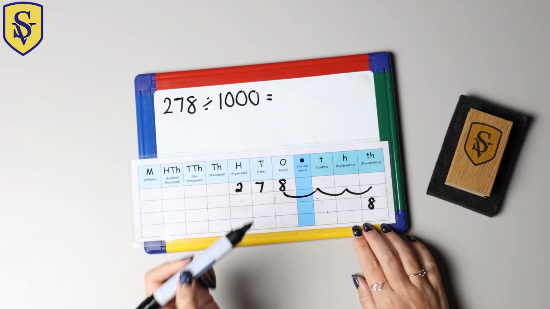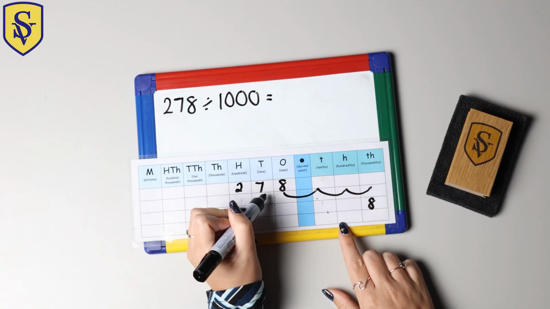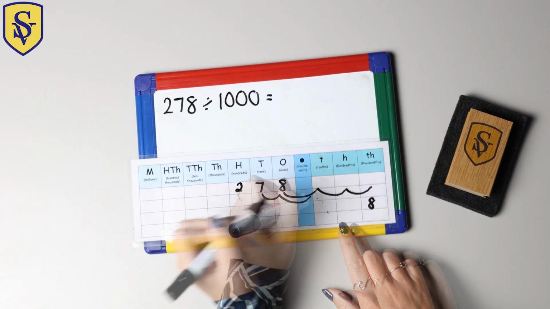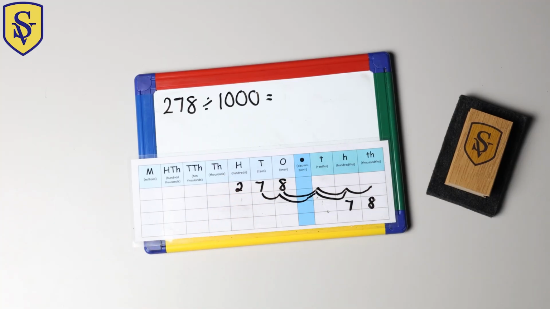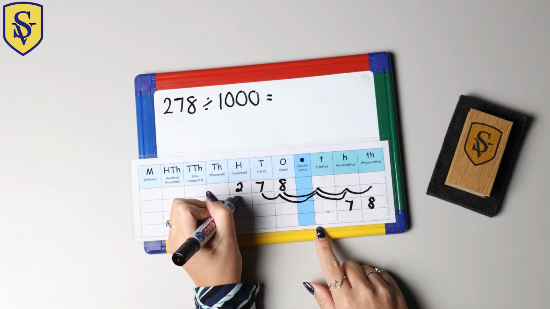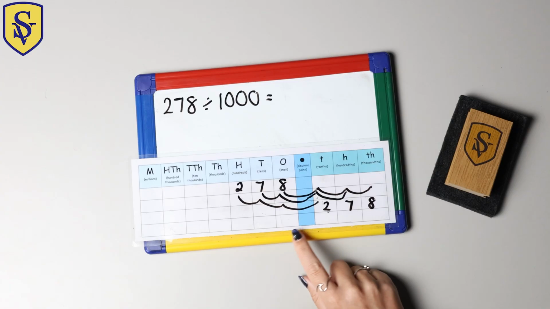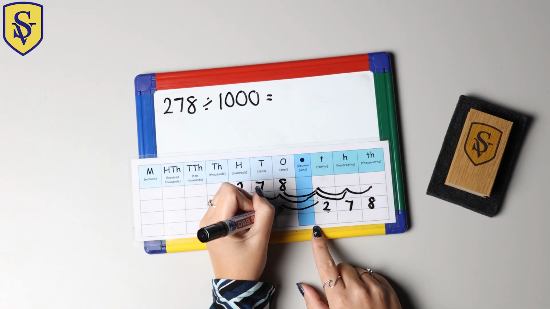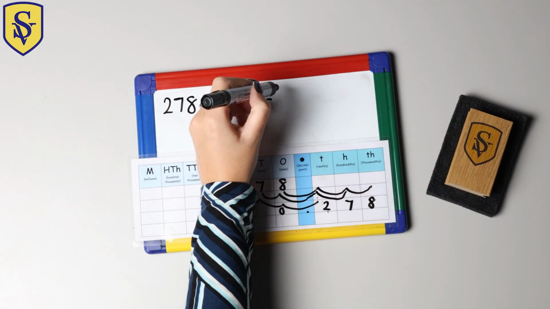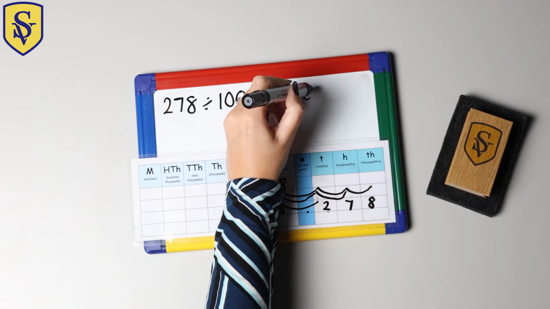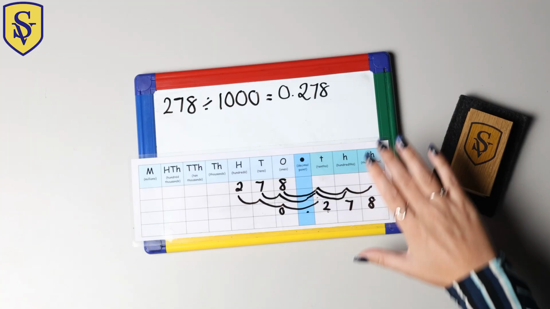Write it in that column, and then we're going to move across to the 7. So 1, 2, 3, put the 7 in the hundredths column, and then the 2, 1, 2, 3 jumps. And then just as before, we have to put a placeholder in the ones column and the decimal point. So the answer is going to be 0.278.